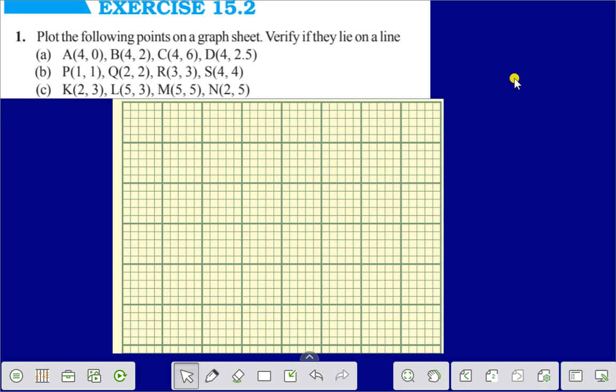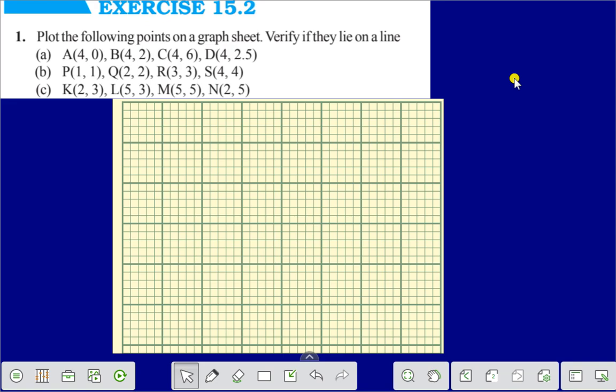Number A is (4, 0), (4, 2), (4, 6), (4, 2.5). And B is (1, 1), (2, 2), (3, 3), (4, 4). C is K (2, 3), L (5, 3), M (5, 5), N (2, 5).